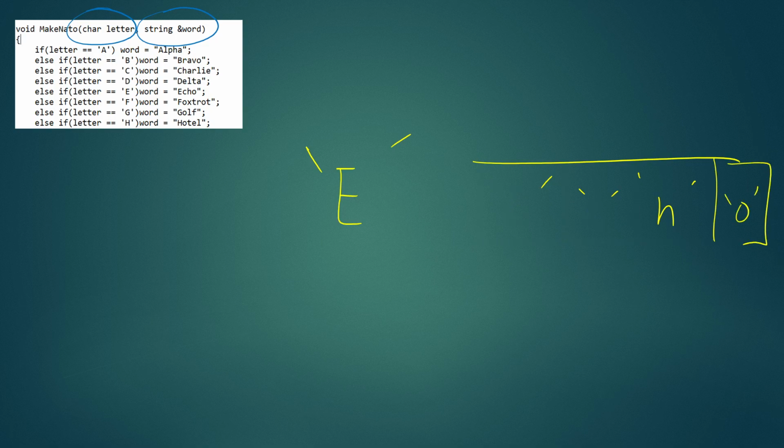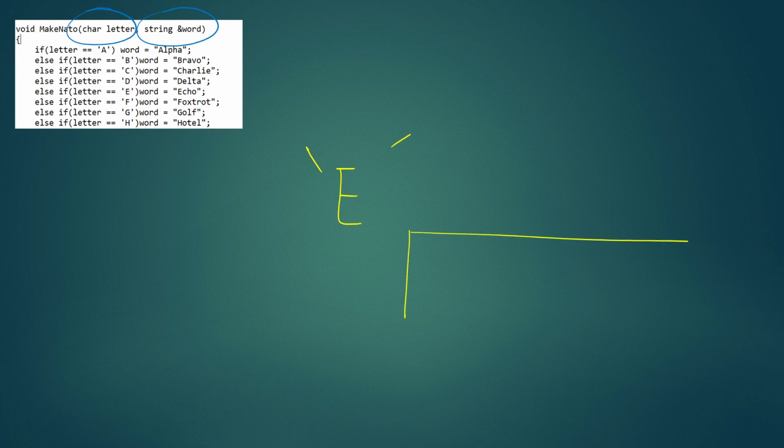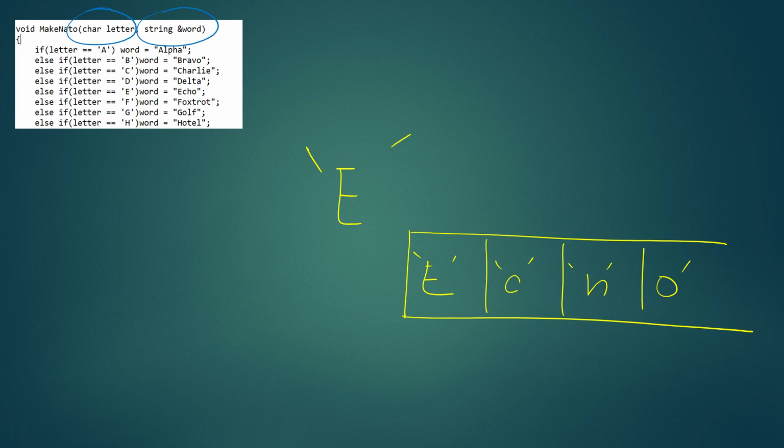So this is, I need more space here. If the letter is E, then the string is going to be echo with the null character. Because it's a string, it'll automatically get that null character. All this function does is it has two parameters. The first parameter is a letter. If letter is whatever letter is, it's going to assign, because this second parameter is a reference parameter. Since that's a reference parameter, it will change each time the function is called.